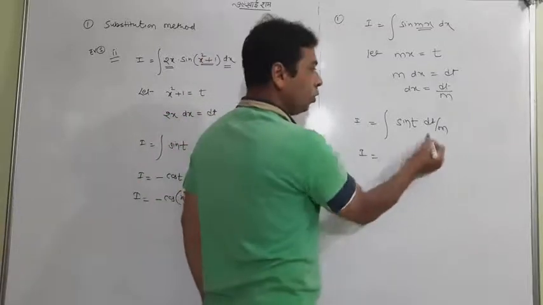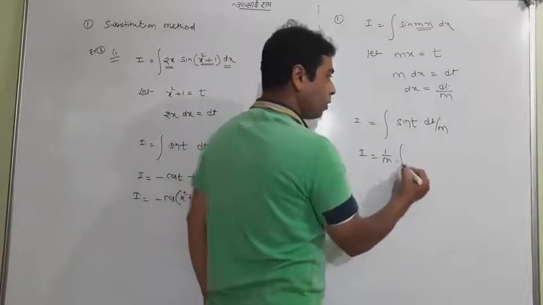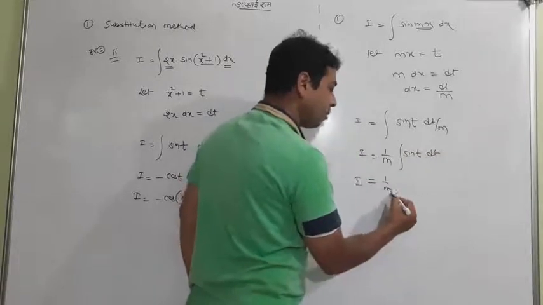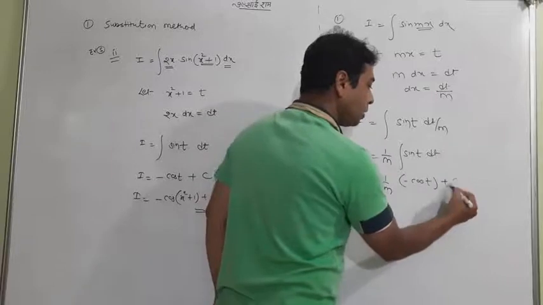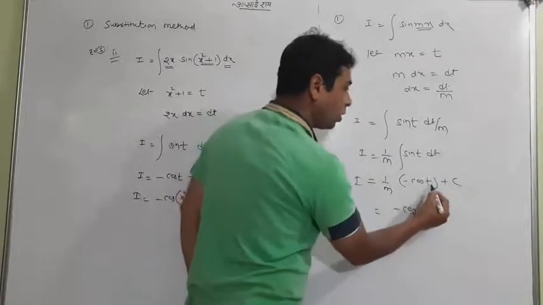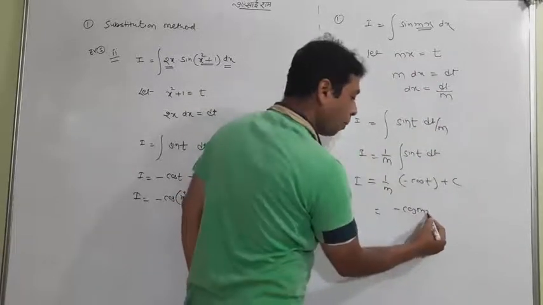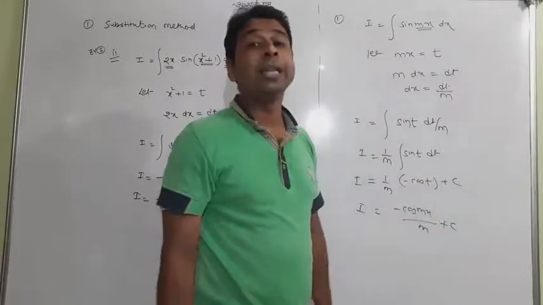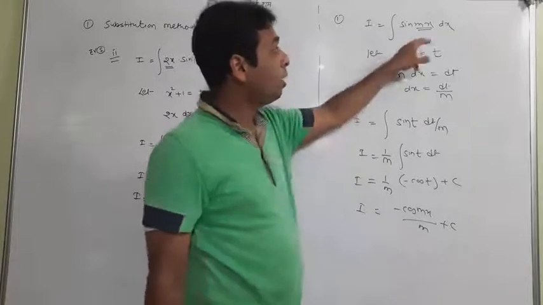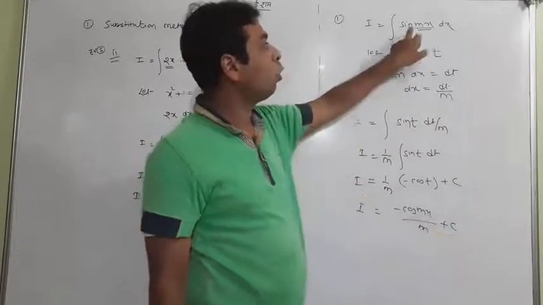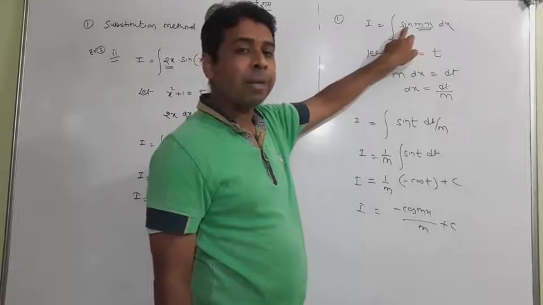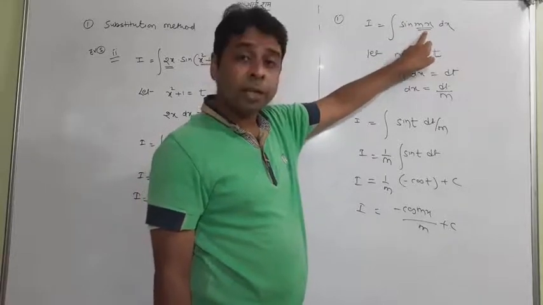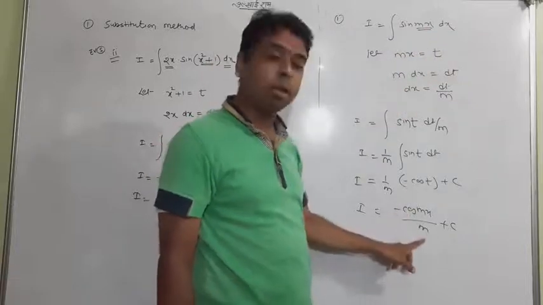Now what to do? This m is a constant value, it will come outside, and the question becomes integral of sine t dt. You know that the integration of sine t is minus cos t plus c. What is t? t was mx, so the answer is minus cos mx upon m plus c. Students, remember the answer in the short way which I initially wrote there. Without doing this so-called method, you can also write your answer as the integration of sine mx is minus cos mx upon m, because mx is linear and the coefficient of x is m, which will ultimately come in the denominator.